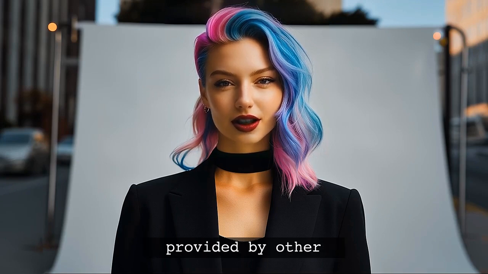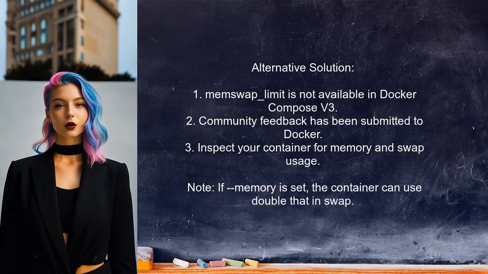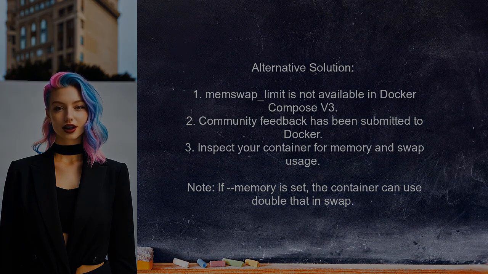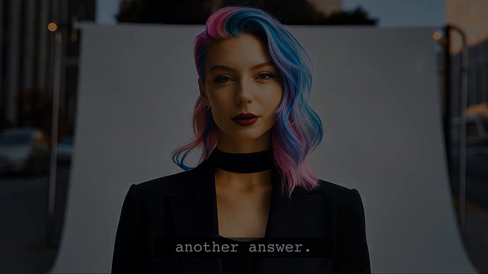Now let's look at the answers provided by other users. One user points out that in Docker Compose version 3, the memswap limit option is no longer available. They mention that this has been noted by others in the community, and a ticket has been submitted to Docker's GitHub for potential reinstatement. For now, they suggest being aware of swap memory usage and inspecting your Docker container to see memory and swap details. Additionally, the user mentions that you can use the docker run command as an alternative to Docker Compose for setting memory and swap limits. Let's move forward and look at another answer.